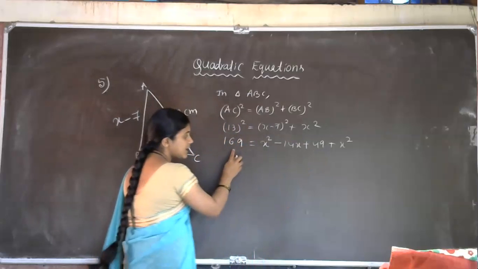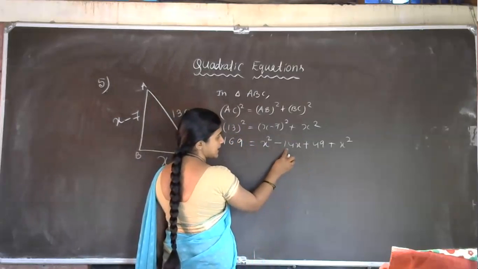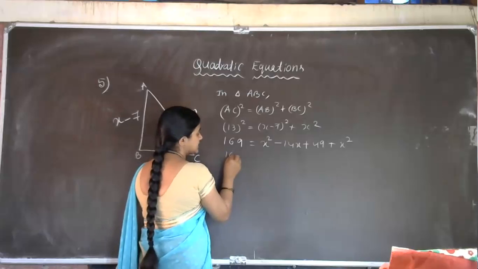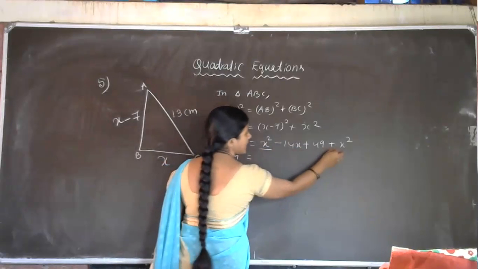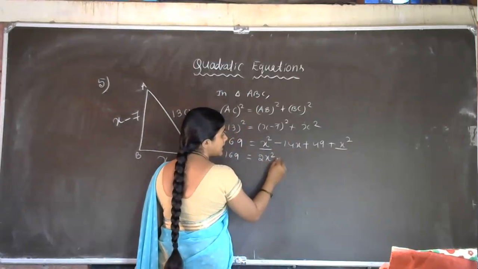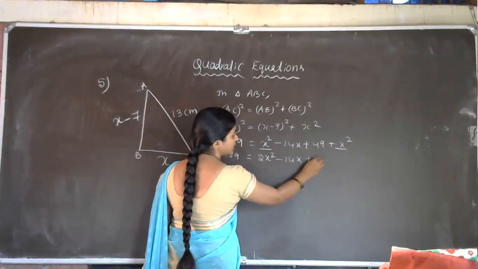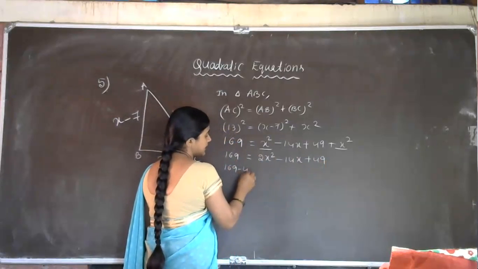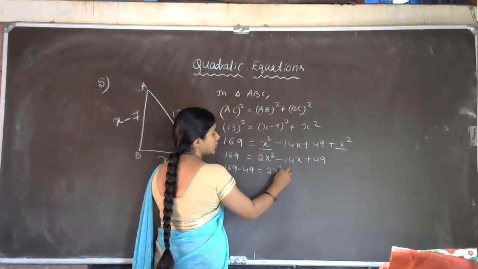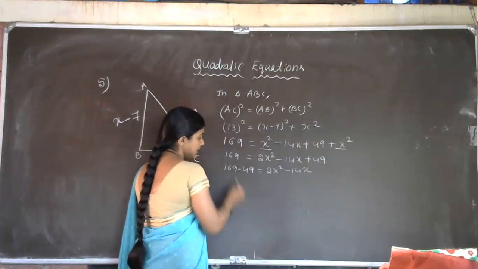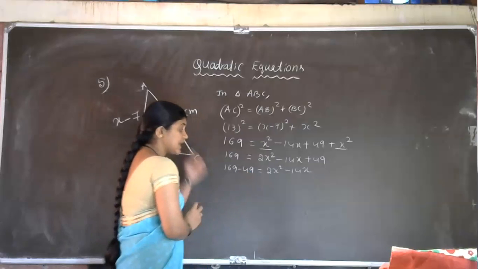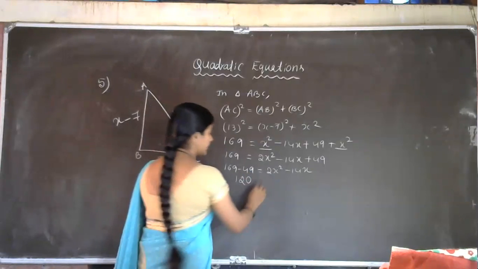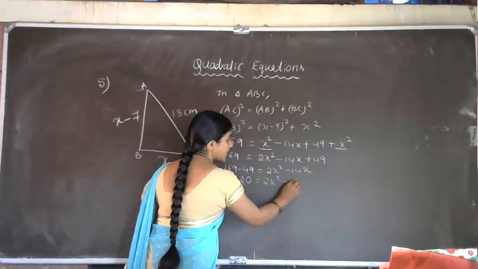Got the idea of this one? 169 is equal to x square minus 14x plus 49, plus x square. Then 169 is equal to x square plus x square, which is 2x square, minus 14x plus 49. Take this 49 to this side. Then 169 minus 49 is equal to 2x square minus 14x. 169 minus 49, what is the answer? 120. Right? 120 is equal to 2x square minus 14x.